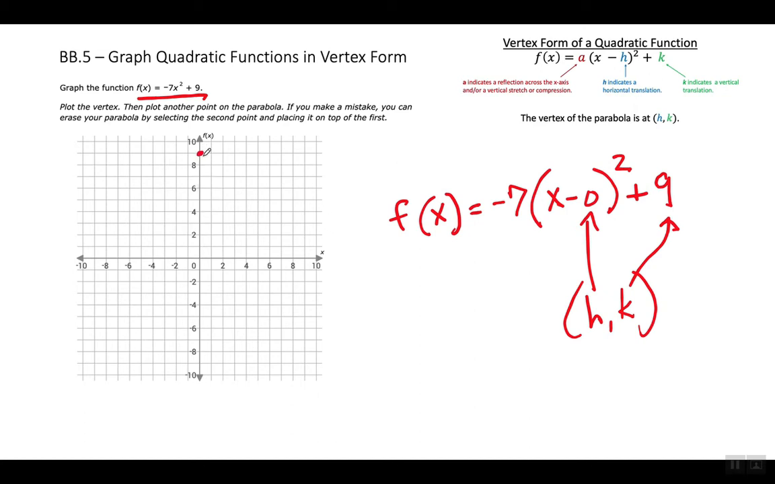Aquí está el vertex en 0,9. Now, a is the negative number, so my parabola is going to open down. A es un número negativo, así que el parabola se abre para abajo.